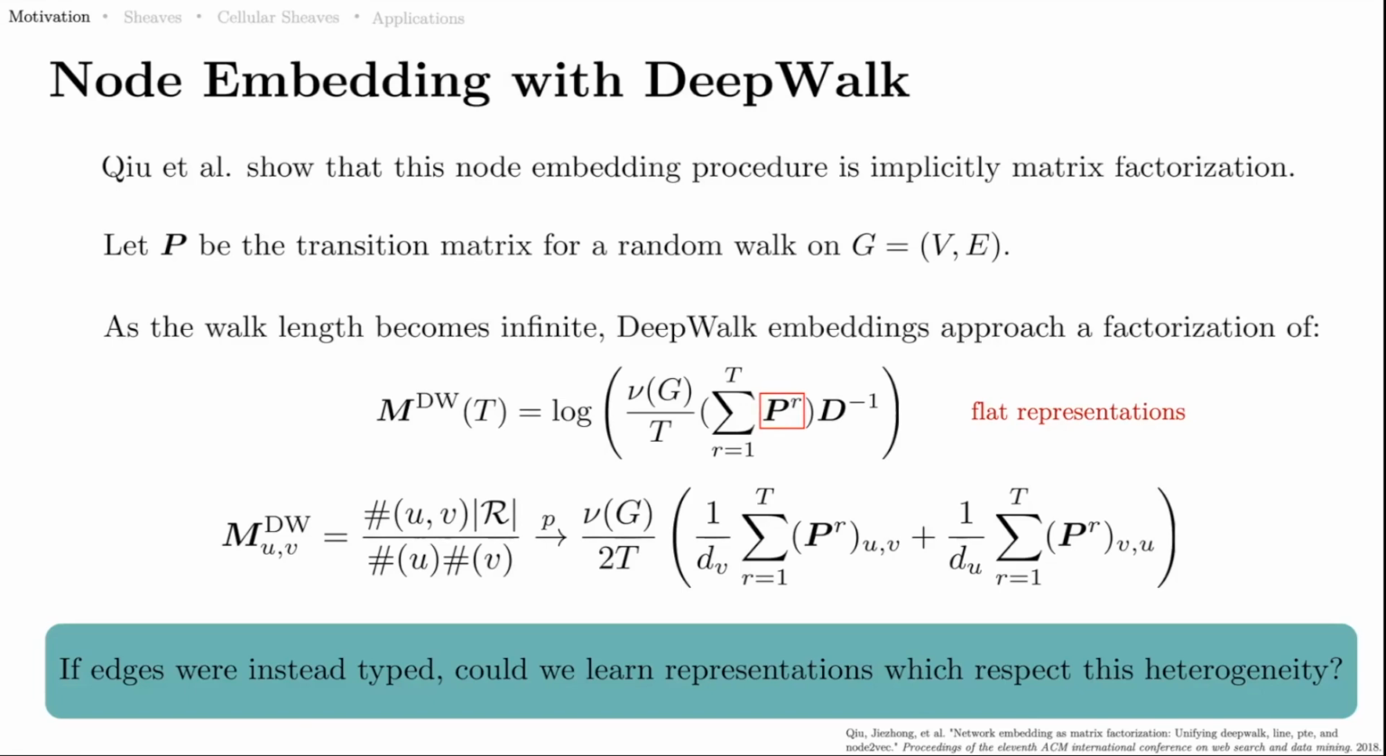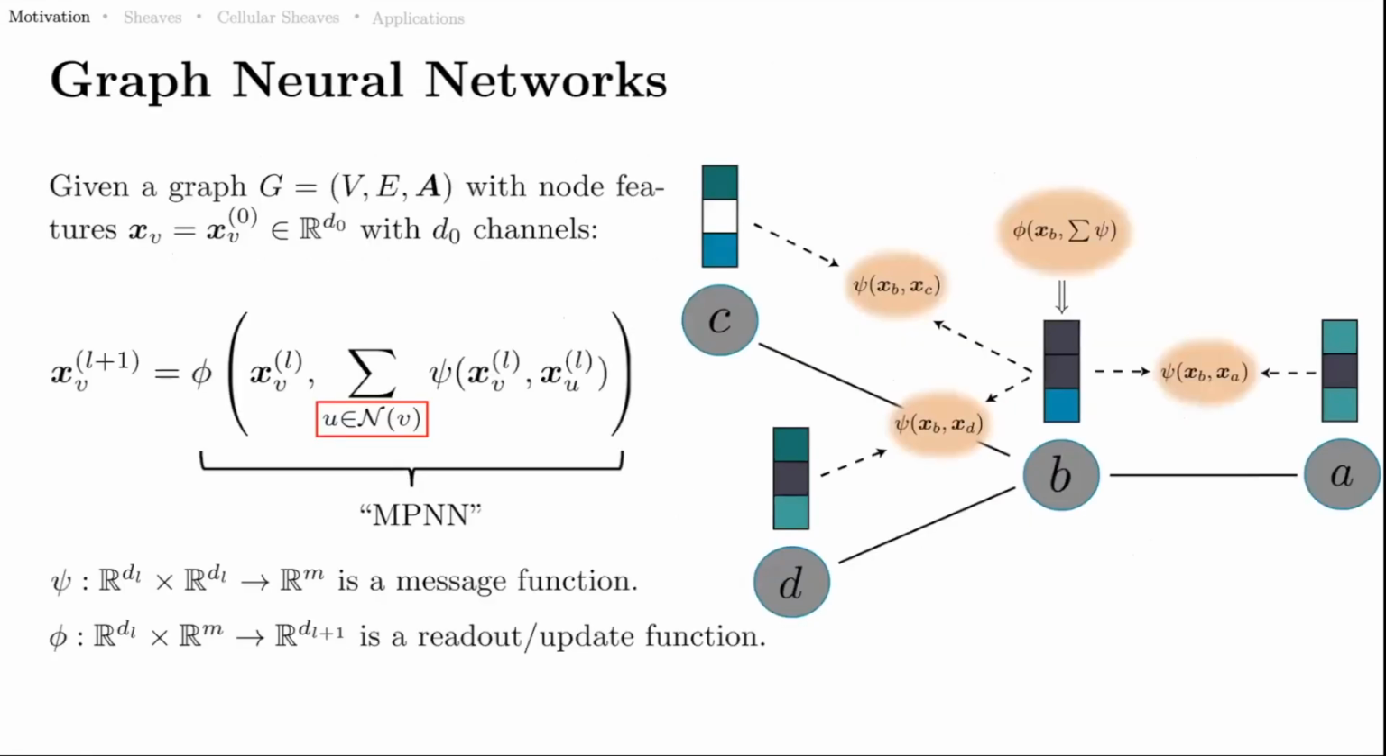But this could break down in practice if our edges are in some sense typed, or if a walk down path R1 versus path R2 have drastically different semantics. So just keep this in mind as maybe a motivating question or potential problem.